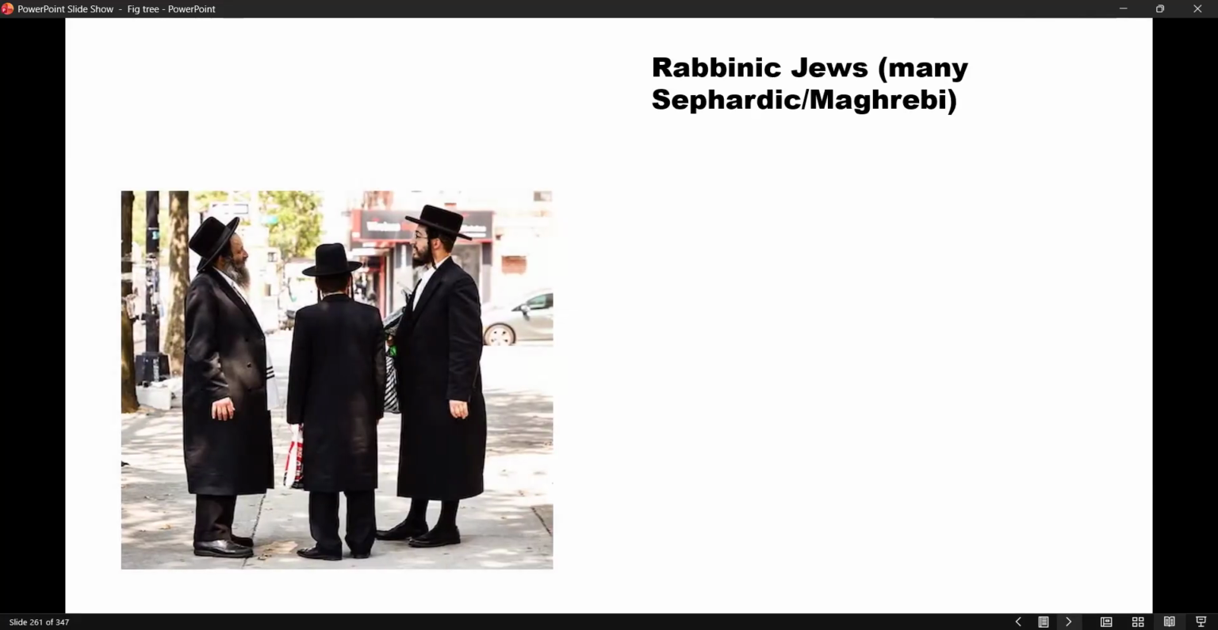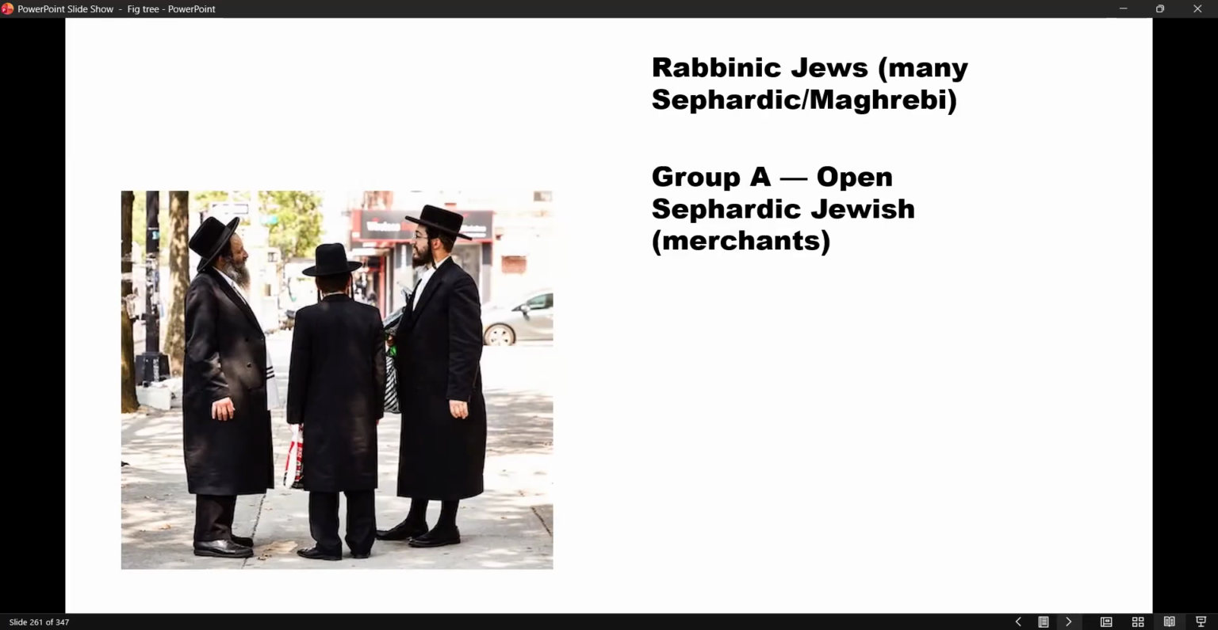So you have the rabbinic little hats, many Sephardic. Group A, open Sephardic. They were merchants, right? Because they sold commodities, they sold us, they sold drugs, they did a lot of different things, right? It was then they became wealthy.